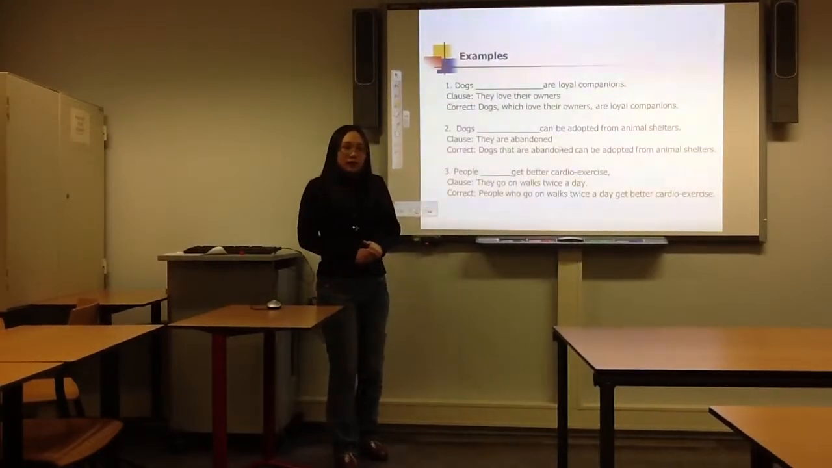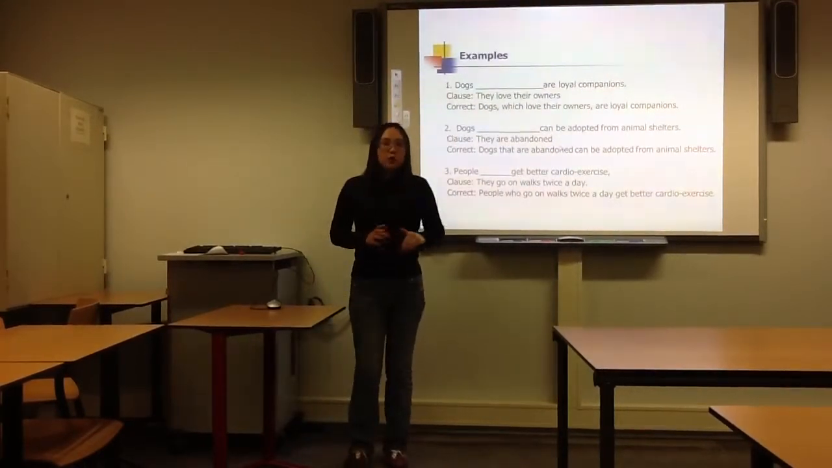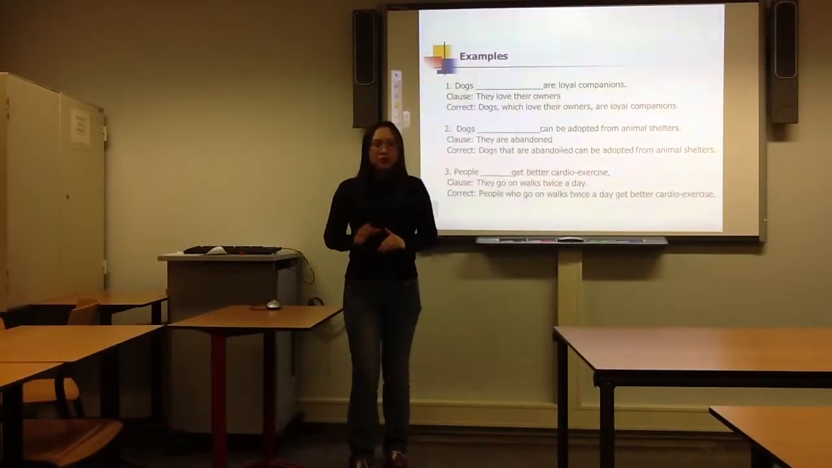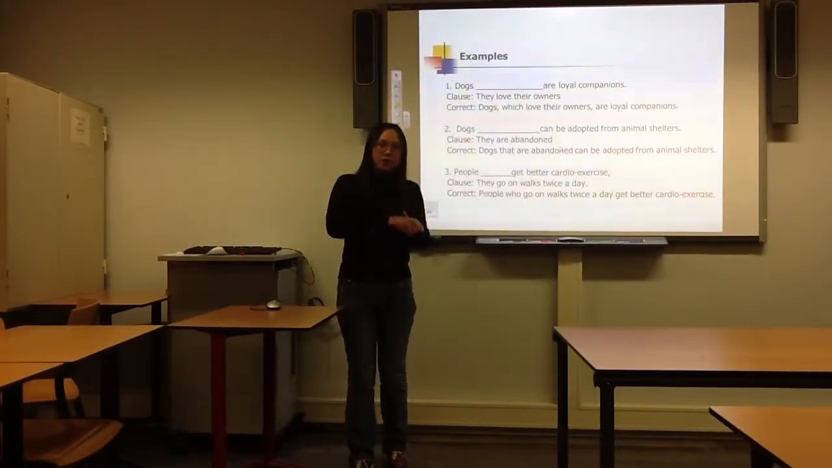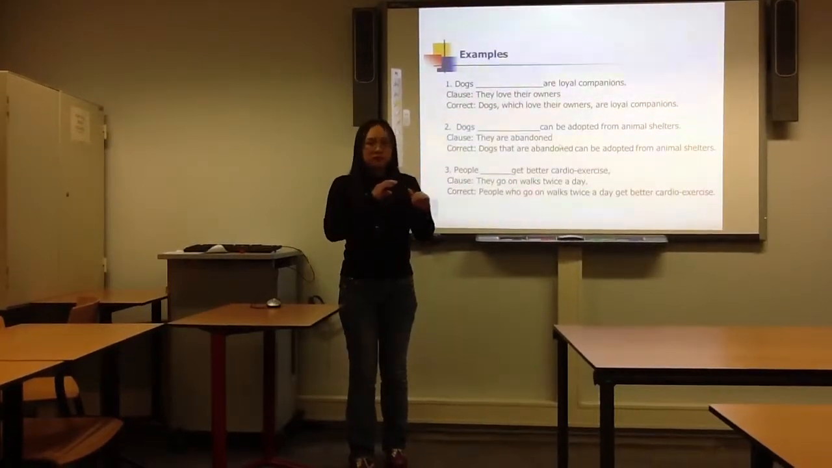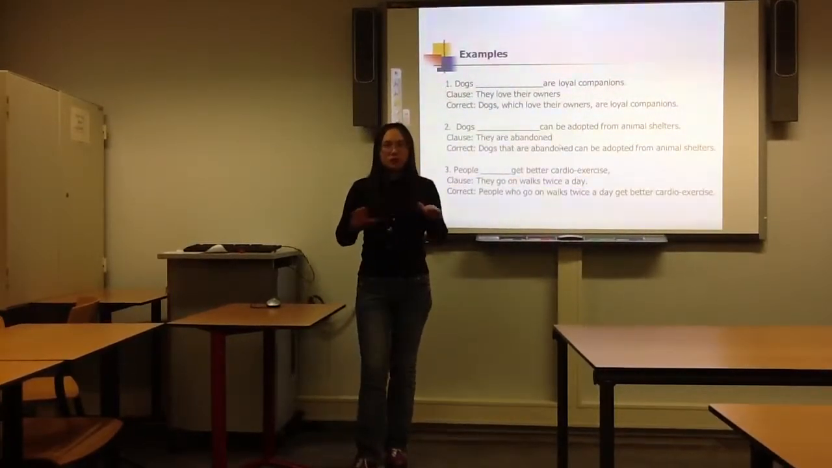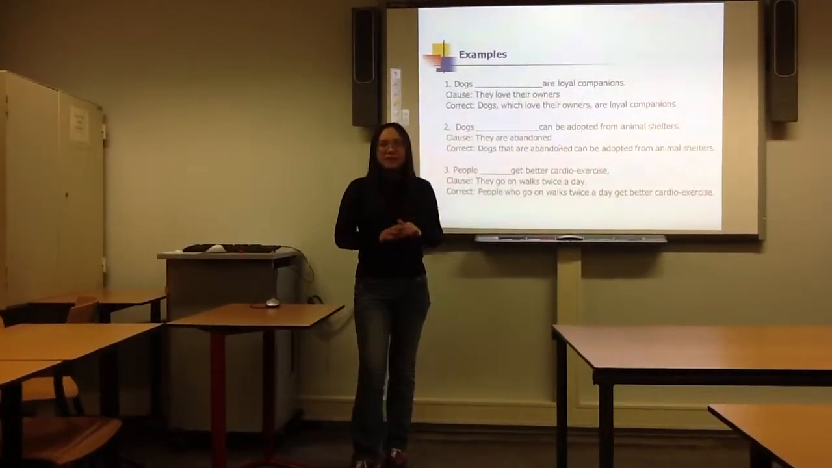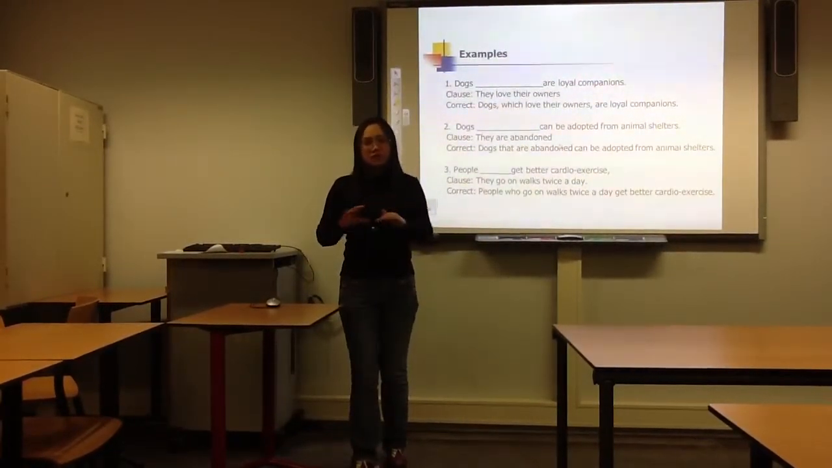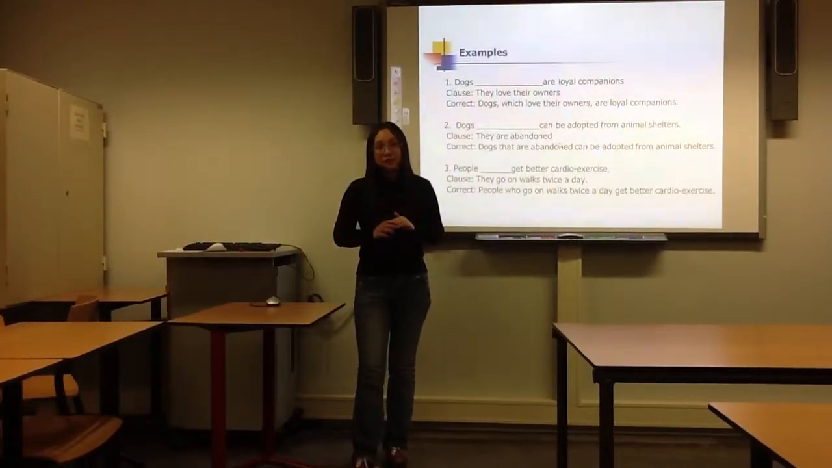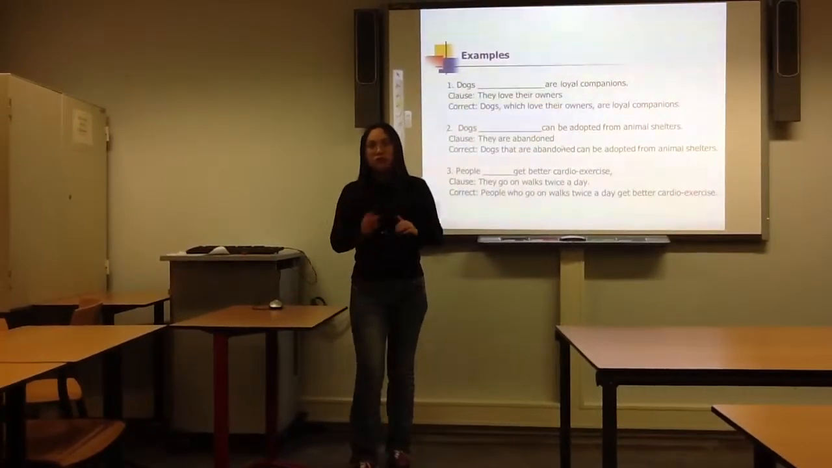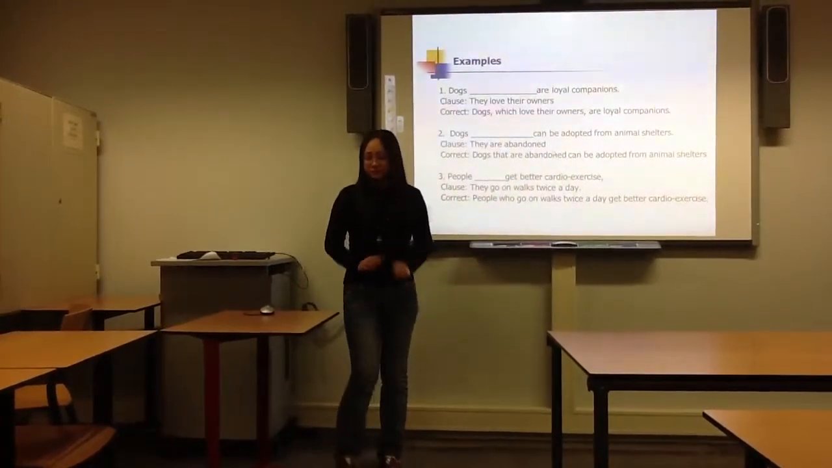So, in conclusion, when you write a non-restrictive relative clause, don't forget to use commas before and after the clause, because this clause only gives us more information about the subject. If we delete this clause, the whole sentence is still complete, and the whole sentence carries the meaning of what you want to write about the subject.